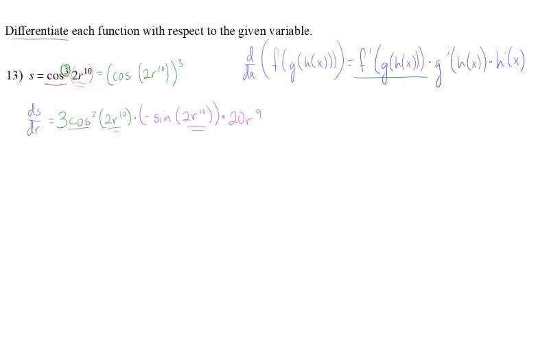Okay, and now some minor simplification. We can multiply 20r to the 9th and 3, and I'm going to bring that negative out to the front as well. So I'm going to multiply all those together. 3 times 20 is 60, and then negative 1 times 60 is negative 60, and then I'll tag on that r to the 9th as well. So it'll be negative 60 r to the 9th cosine squared of 2r to the 10th sine of 2r to the 10th. And that's it.